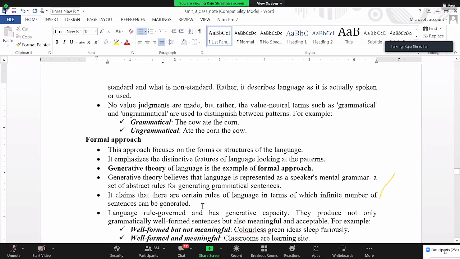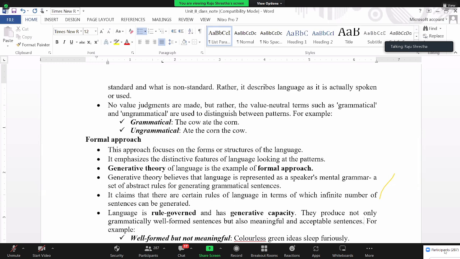It claims that there are certain rules of language in terms of which an infinite number of sentences can be generated. So language is rule governed and has generative capacity. Language rule governed ho, यसले generate गर्न सक्छ. So generate भनेको can produce, in one sense, can produce infinite number of sentences. So they produce not only grammatically well-formed sentences, but also meaningful and acceptable sentences.